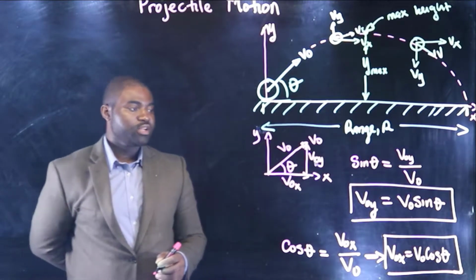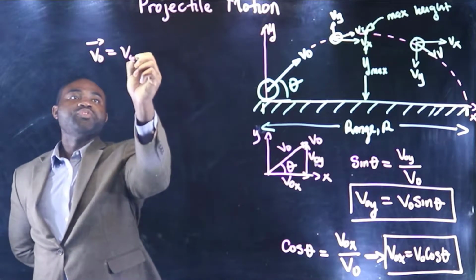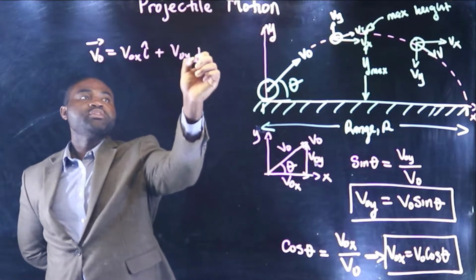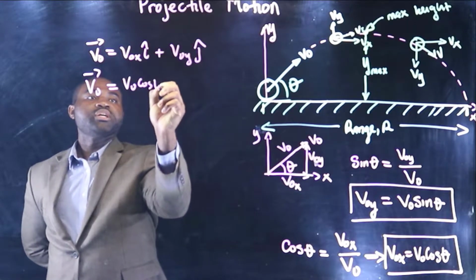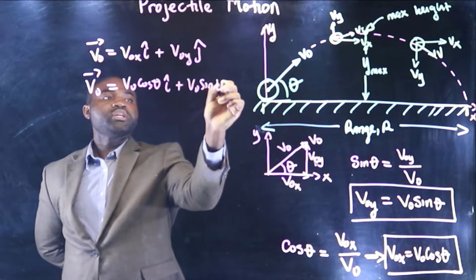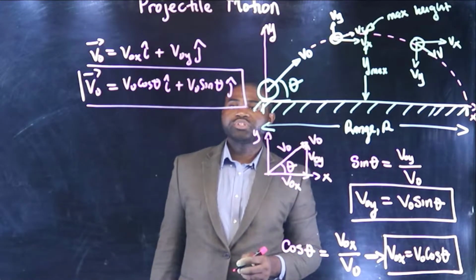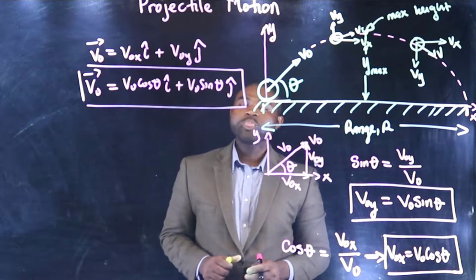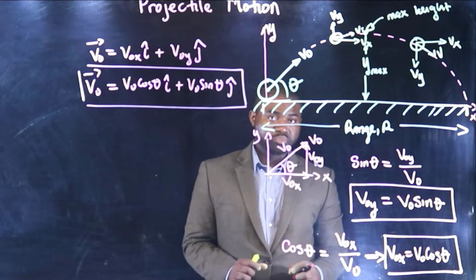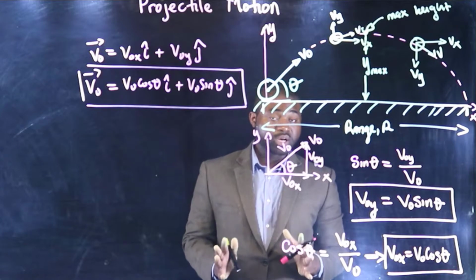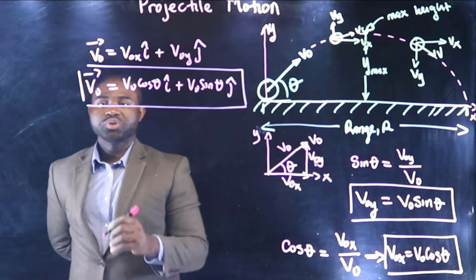So essentially, we can represent the initial velocity in terms of its components as V naught vector equal to V0x i plus V0y j, which can be expressed as V naught cosine theta i plus V naught sine theta j. So this is the velocity expressed in terms of its components i and j. Now, just like business as usual, we will look at the horizontal motion separately, as well as the vertical motion of this projectile separately. So let's start first with the x motion, or the horizontal motion.